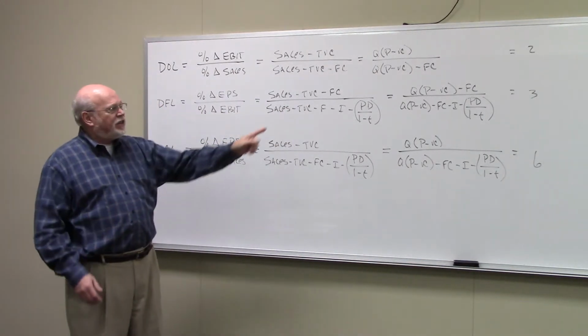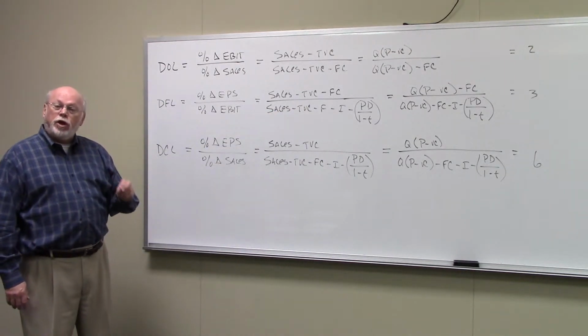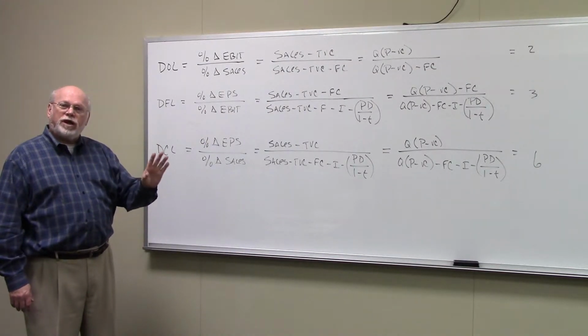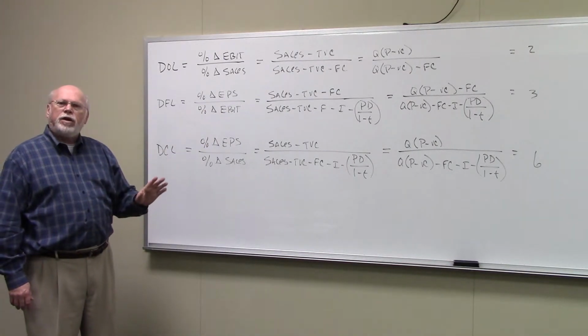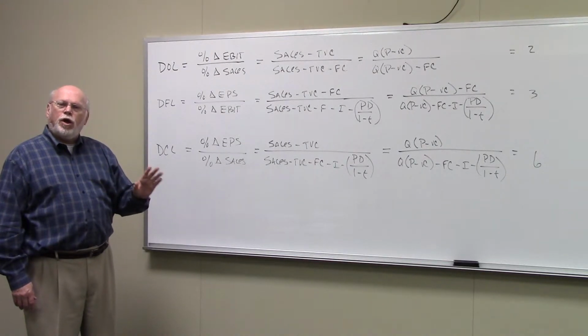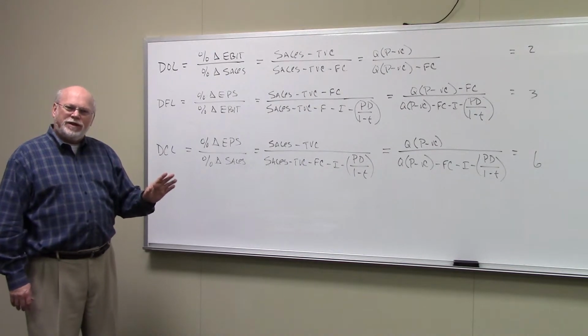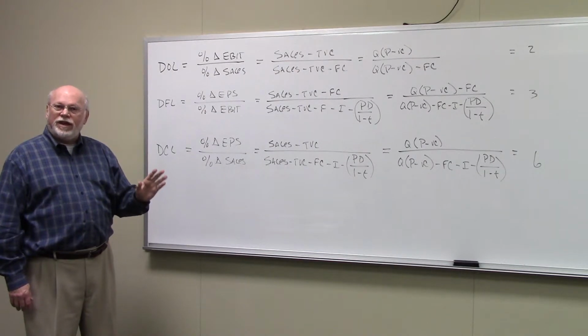If you had analyst data, unit data, in the numerator you would use Q, the number of units produced and sold, multiplied by price per unit minus variable cost per unit. So in the numerator we're going to have Q times price minus variable cost minus fixed cost. In the denominator, Q times price minus variable cost minus fixed cost minus your interest expense minus the pre-tax dollars you need to pay the dividends on your preferred stock. Now, that's how you calculate the degree of financial leverage.